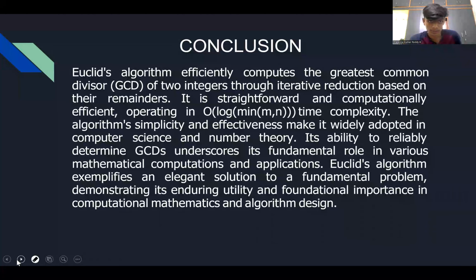The algorithmic simplicity and effectiveness make it widely adopted in computer science and number theory. Its ability to reliably determine the GCD underscores its fundamental role in various mathematical computations and applications. Euclid's algorithm employs an elegant solution to the fundamental problem, demonstrating its enduring utility and foundational importance in computational mathematics and algorithm design. Thank you.